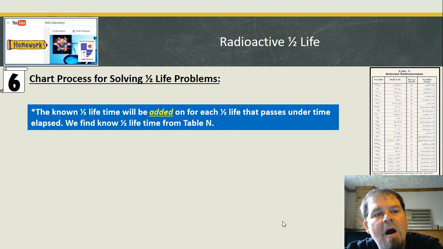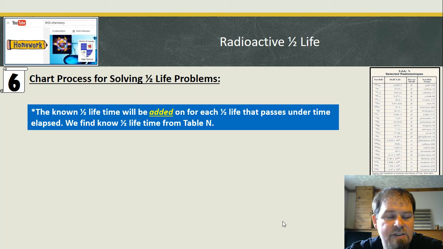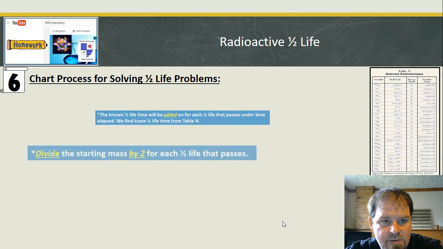The known half-life time will be added. So time will actually be another heading on the chart. And if the half-life is 25 days, at 0 half-lives, the time will be 0. And then at 1, it will be 25 days. And then at 2 half-lives, it'll be 50 days. And at 3 half-lives, it'll be 75 days. We'll just add 1 on each time, whatever that number is. Okay.